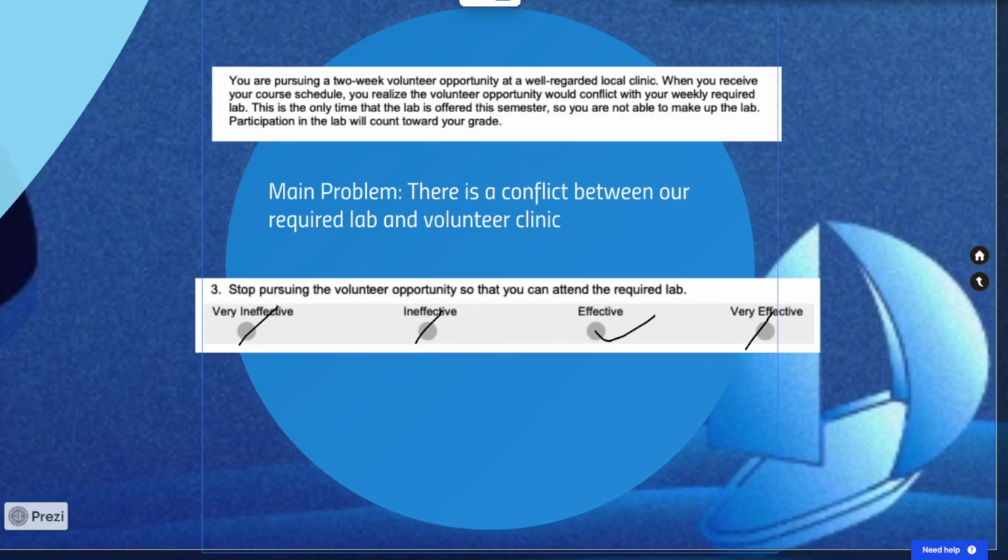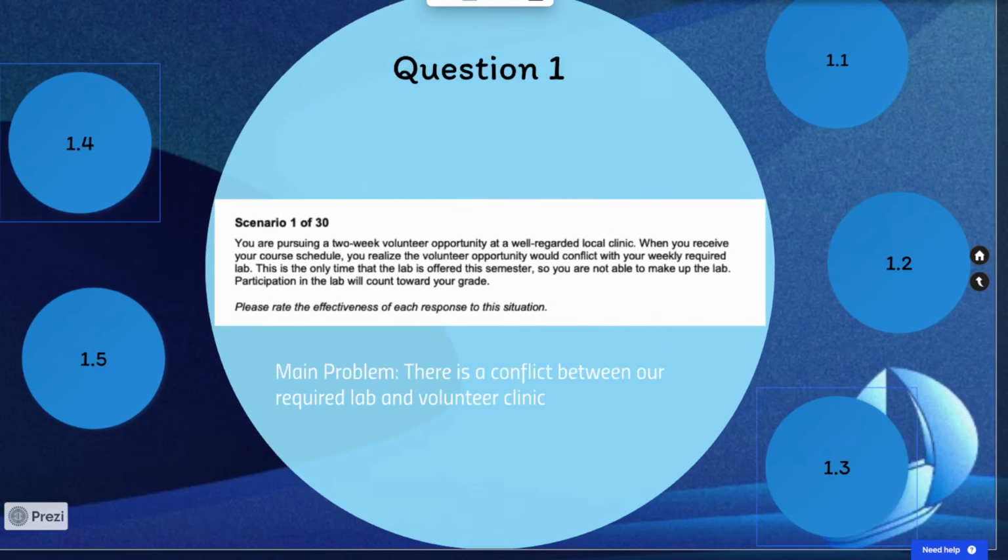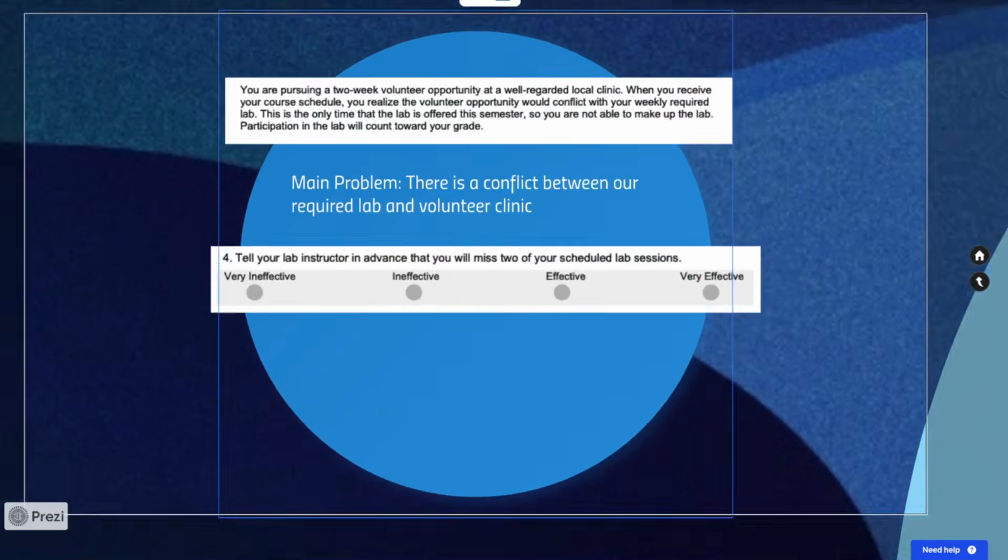All right. We're more than halfway done now. Let's go. All right, so that's a 3, right? That's an effective answer. Now let's go back. All right, let's go back. Now let's go up to 4, 1.4.